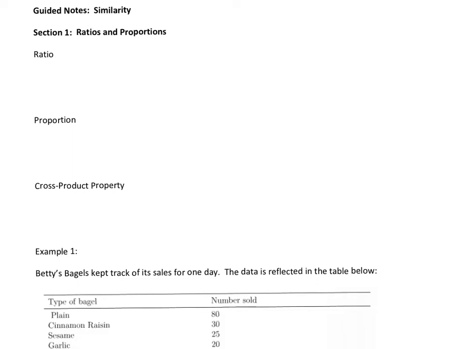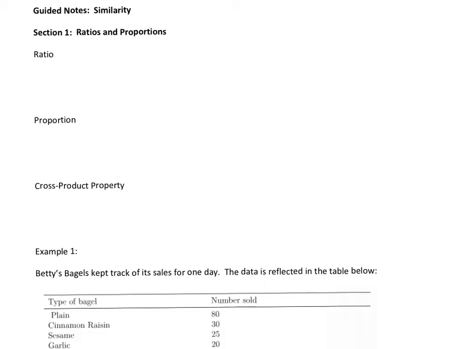Quarter 2 Geometry, Unit 6, all about similarity. In this unit, we're talking about how different polygons can be similar. Now, this is different from congruent, and we'll get to that in Section 2. But here in Section 1, we're talking all about ratios and proportions, which should be a little bit of review, but will be a big part of similar figures.